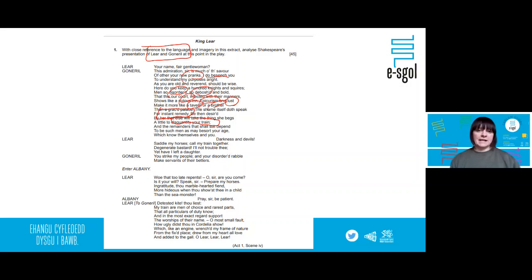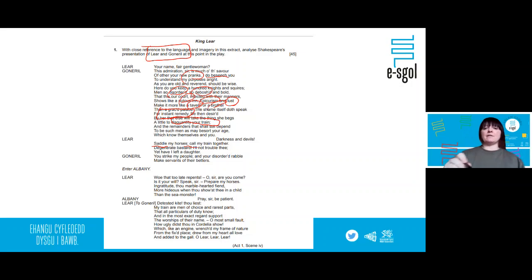"Yet have I left a daughter." So you've got the use of "saddle my horses, call my train together." Lear's angry reaction here is shown with "saddle my horses, call my train." It is expressed through those imperative verb choices, okay? He's ordering his servants to leave. He wants them to leave.